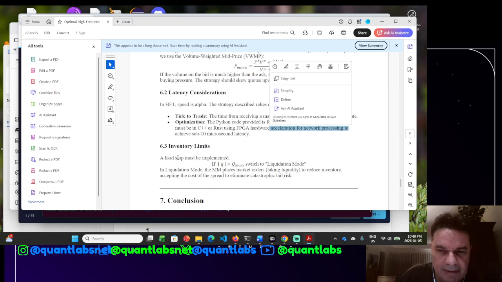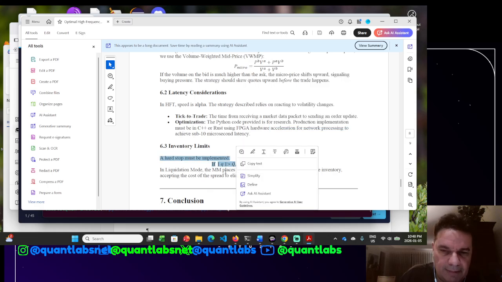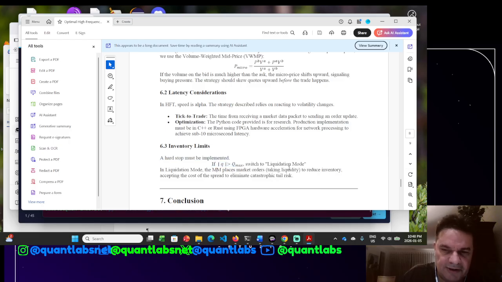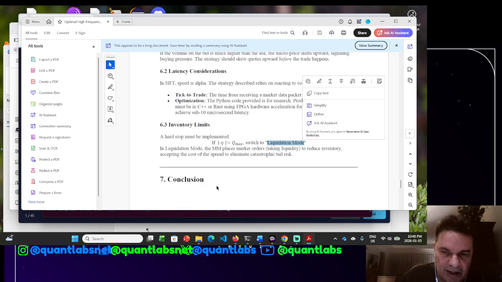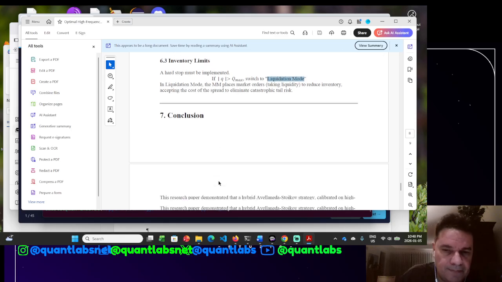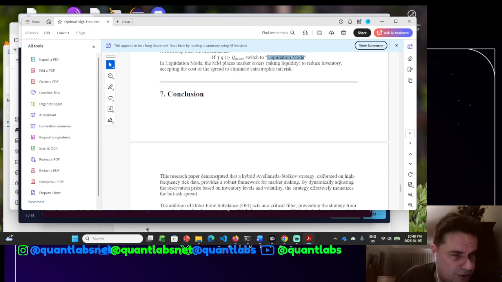So again, with the limits here, with a hard stop, if the Q is greater than the Q max, we have to switch to this liquidation mode. There, the market maker places market orders, taking liquidity to reduce the inventory and accept the cost of the spread to eliminate the catastrophic tail risk. So again, this is the first PDF we're showing.